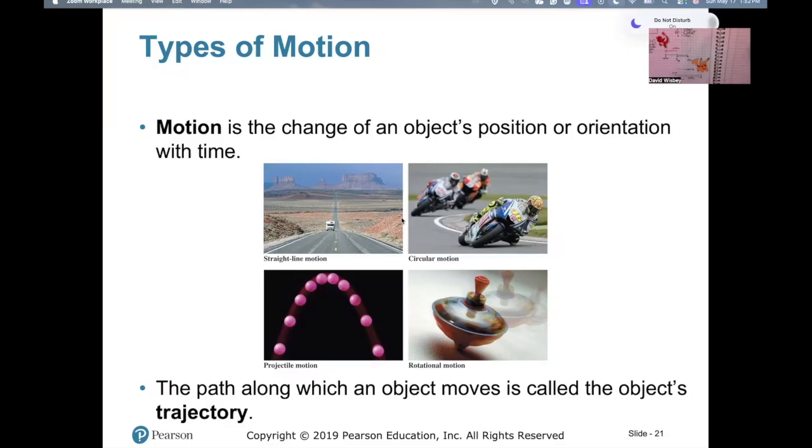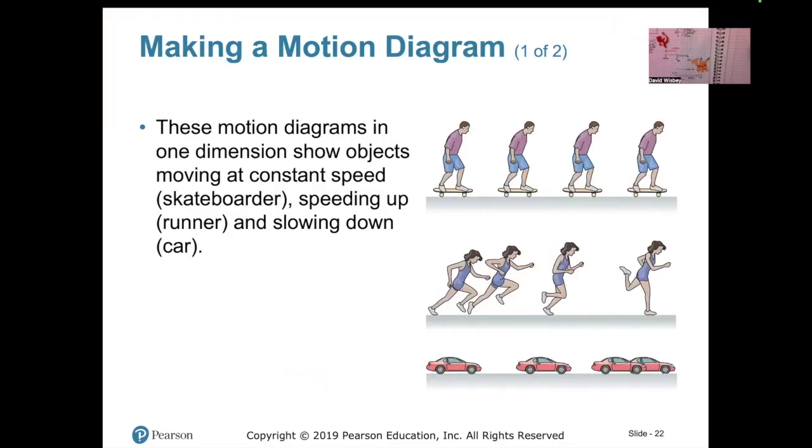Okay, so things might be going in a curved path. How do they move over time? In the book they call this path the trajectory. How did the particle move? That's its trajectory. The path, and motion is a change in an object's position.